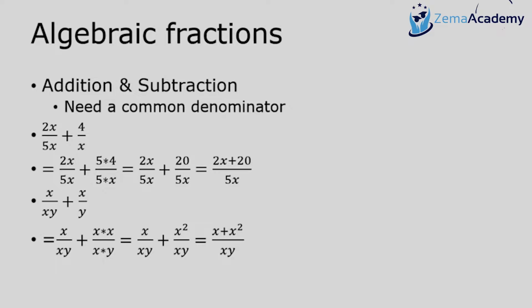So I've multiplied the second fraction there, x over y, by x over x. Multiply top and bottom by x, and that's going to give me then x over xy plus x squared over xy, equals x plus x squared all over xy.